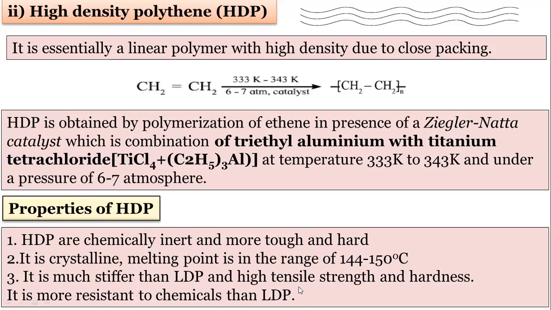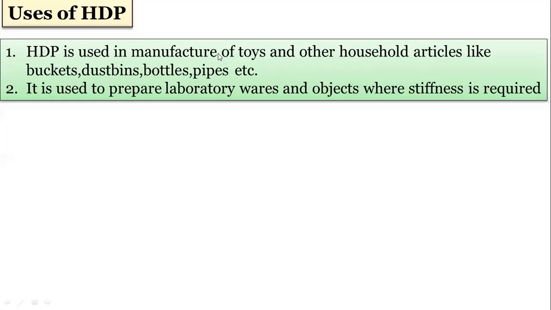So what are the uses? Uses are given here. These uses may be asked in the board exam for 1 mark or 2 marks. High density polythene is used in the manufacturing of toys and other household articles like buckets, dustbins, bottles, pipes, whatever household articles we use in our day-to-day life. Buckets we use in bathrooms and for many purposes. Dustbins, bottles, pipes, these are all made of high density polythene.